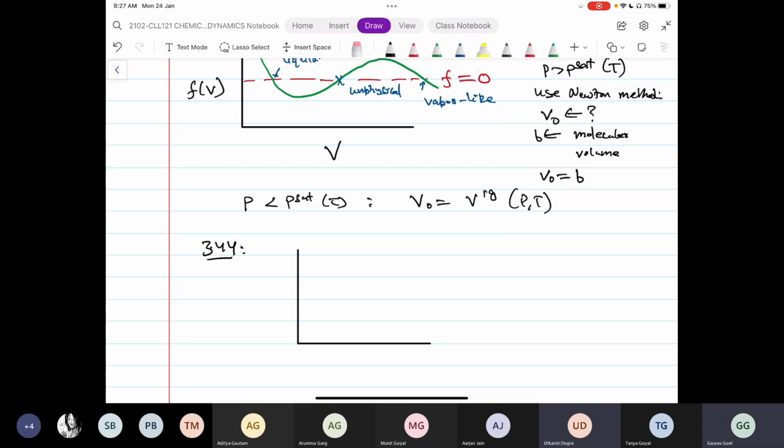So here we'll try to first visualize what is happening. Many times when solving these problems, it's good to first draw the process on a PV curve. And because the problem involves starting in the coexistence region, I am also drawing the binodal BCD.